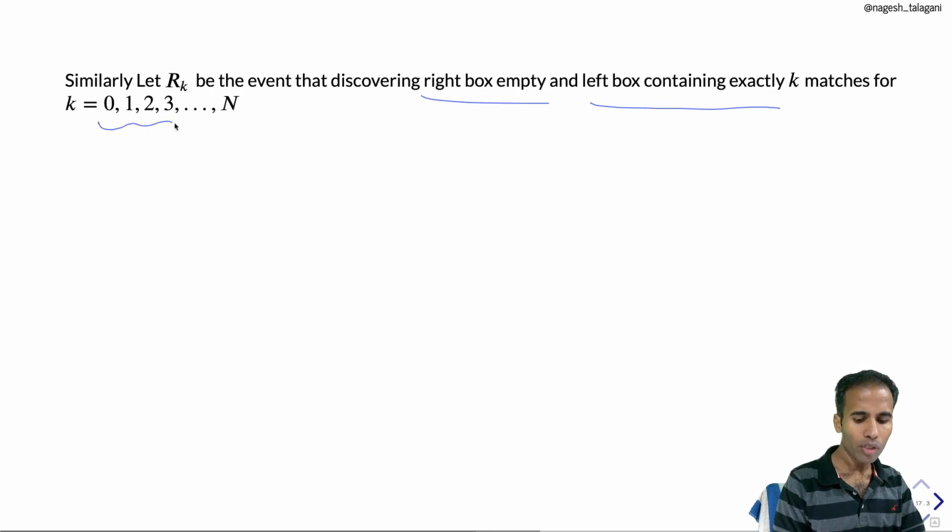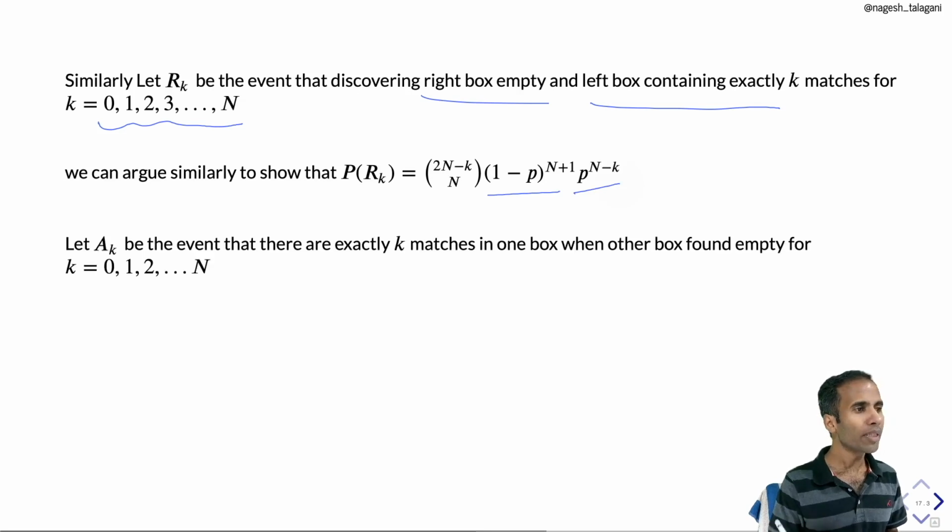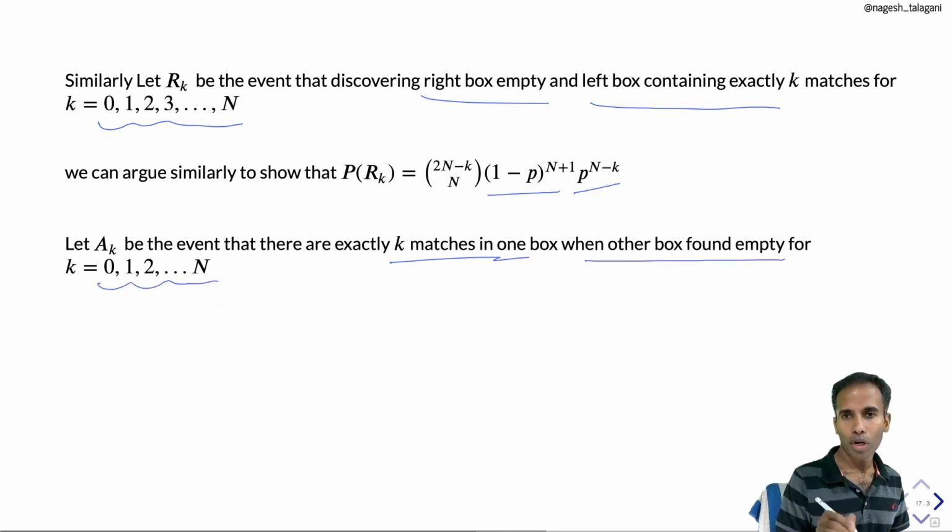for k equal to 0, 1, 2, and so on up to n. Similarly, we can argue that the probability of Rk will be equal to (2n minus k choose n) (1 minus p)^(n+1) p^(n minus k). Okay. Now let Ak be the event that there are exactly k matches in one box when the other box is found empty, for k equal to 0, 1, 2, and so on up to n.